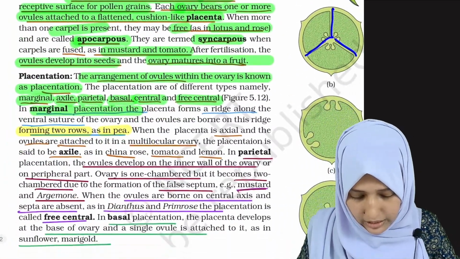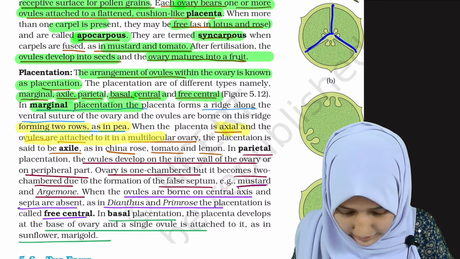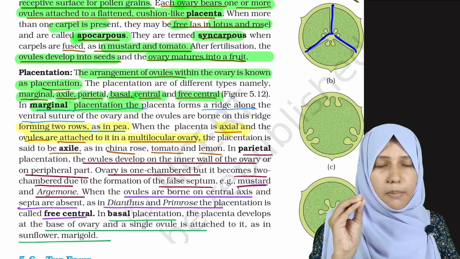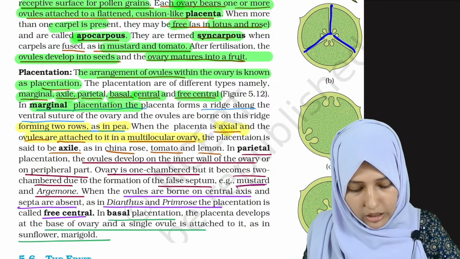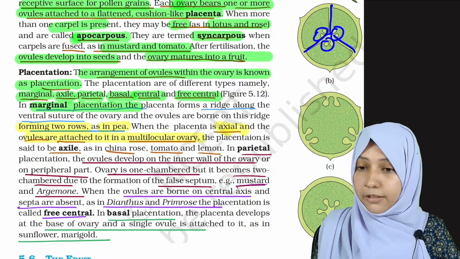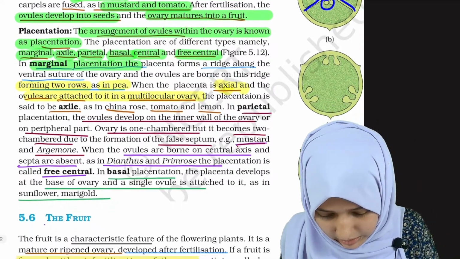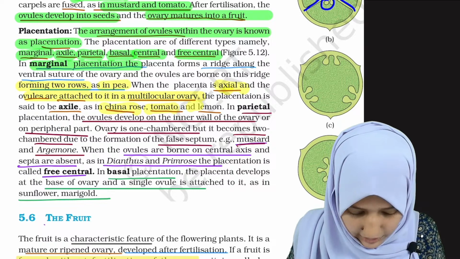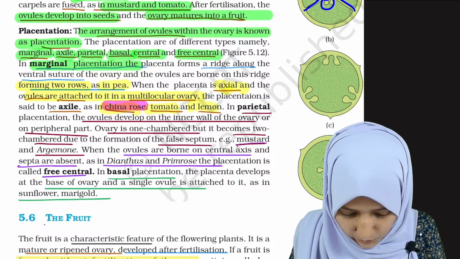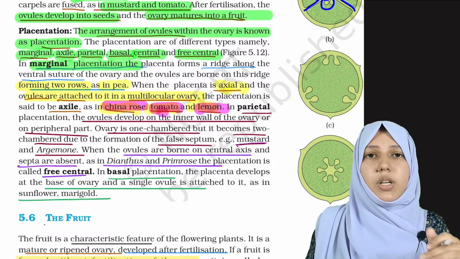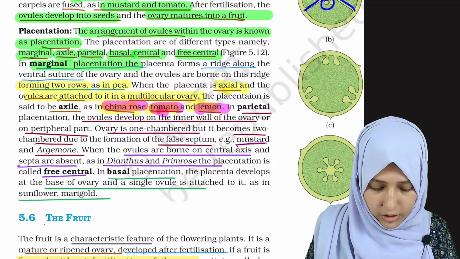And how it is arranged? See, in axial placentation, ovules are attached in a multilocular ovary. Okay, so in this multilocular ovary, see, the ovules are arranged. Clear? Okay, and where it is seen? These are seen in China rose, tomato and lemon. These examples are important. I am saying you again and again, the examples in this chapter are covering more importance. Clear? Okay, now let's go into the next type.